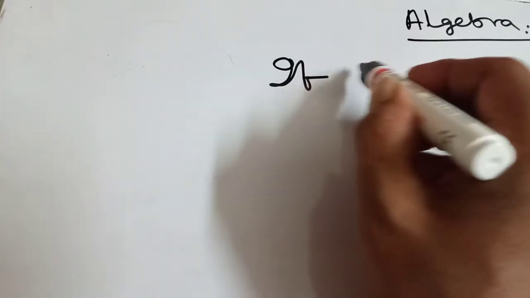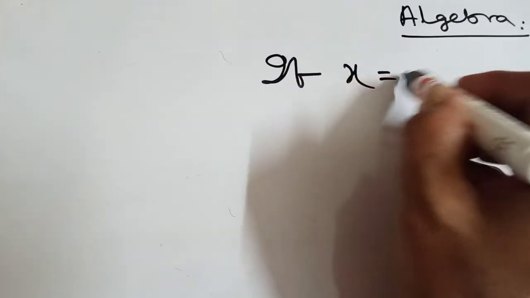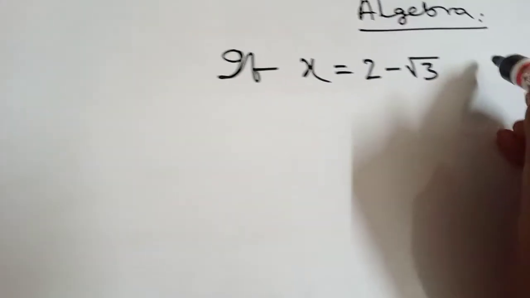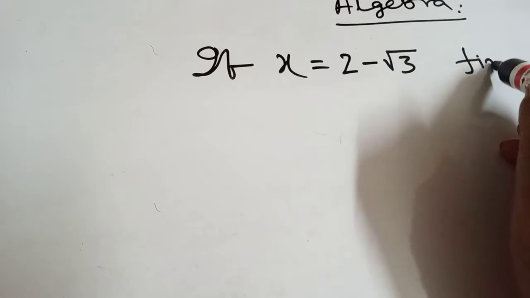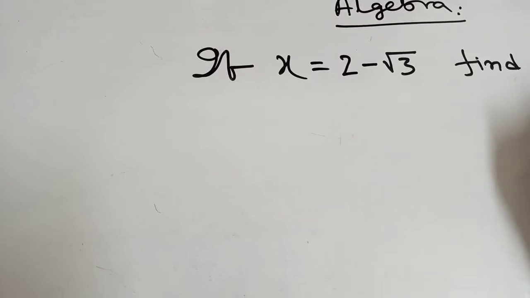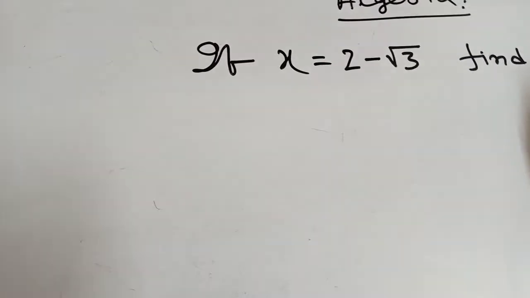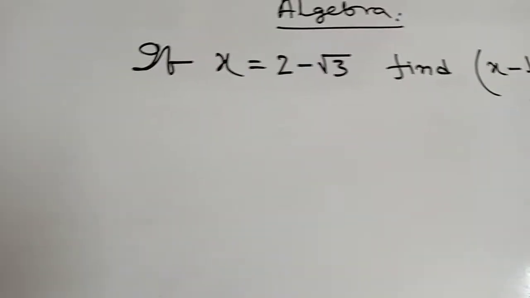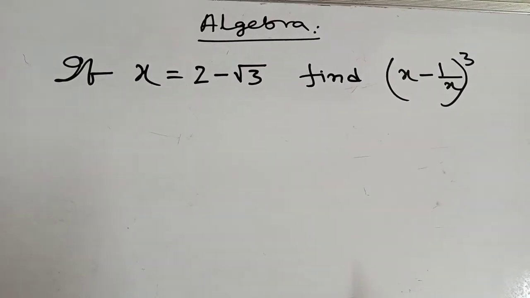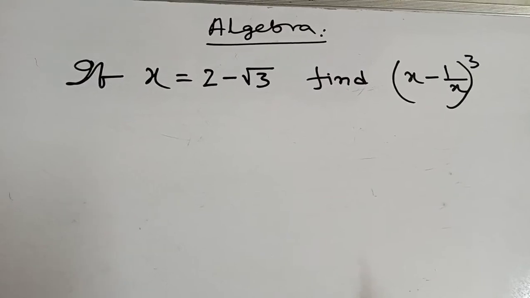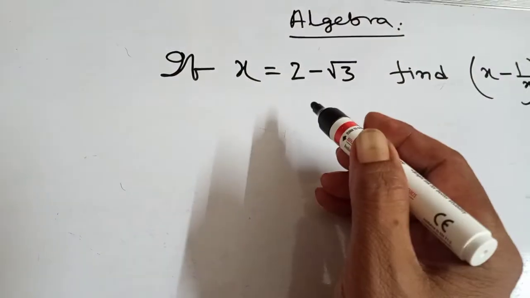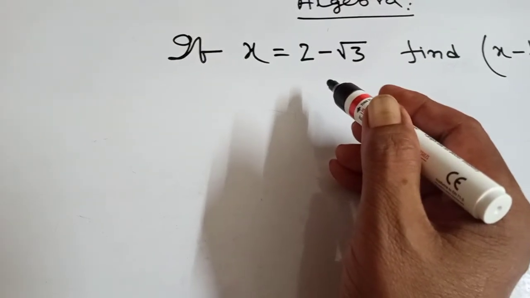If x equal to 2 minus root 3, find (x minus 1 by x) whole cube. If x equal to 2 minus root 3, find (x minus 1 by x) whole cube. Here x is given as 2 minus root 3.